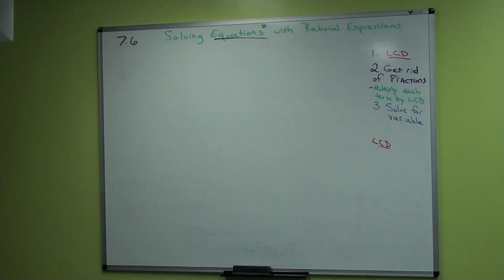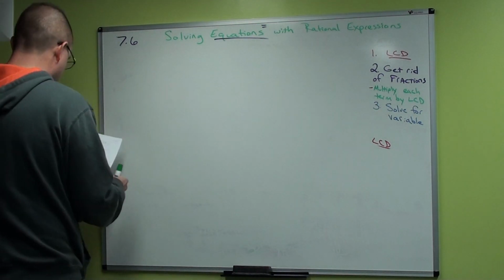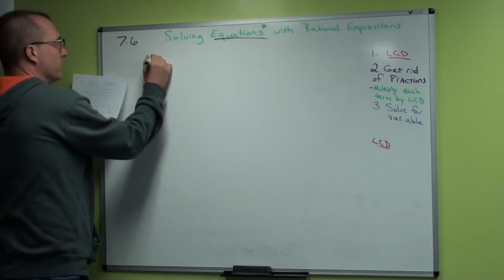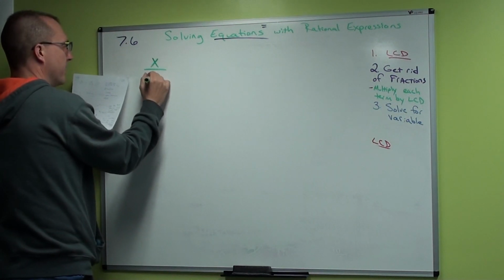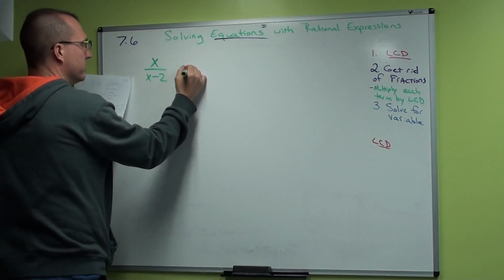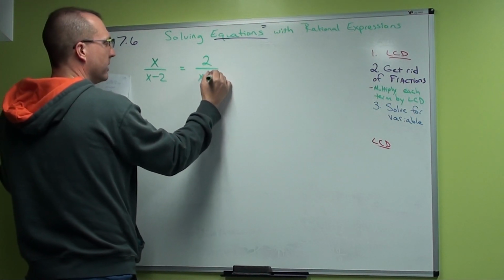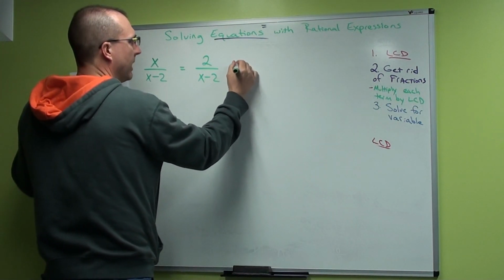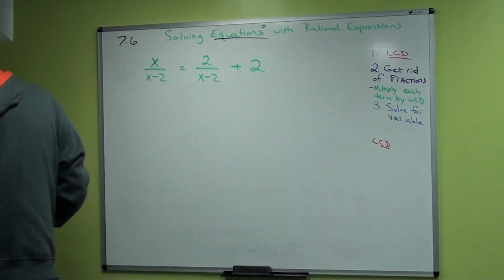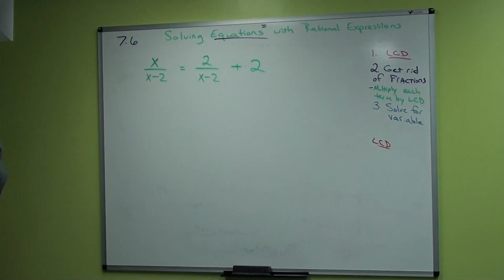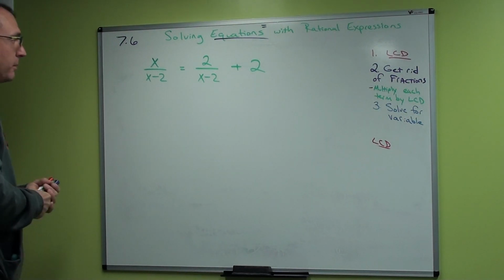Alright, moving on. Alright, we have 2 pages left of notes. 2 pages left of notes. Here we go. We're going to start out with x minus 2 is equal to 2 over x minus 2 plus 2. Alright, a couple things happened here. Write that down.